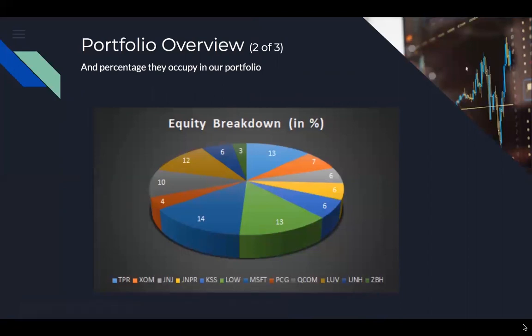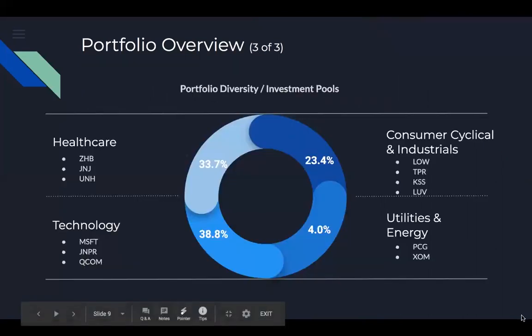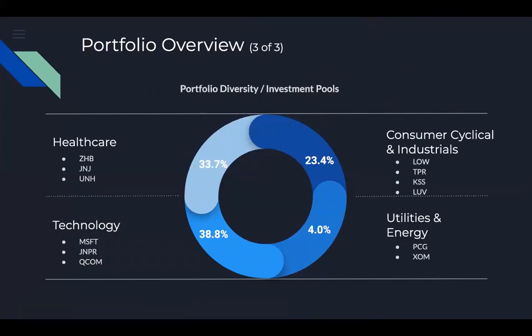So here you can see our equity breakdown of our different stocks, our smallest being Zimmer and our largest being Microsoft. And this is kind of to show you the diversity of our portfolio. You can see most of our stocks are within healthcare and technology. Followed shortly behind was the consumer and industrials, with a slight portion within the utilities and energy industries.